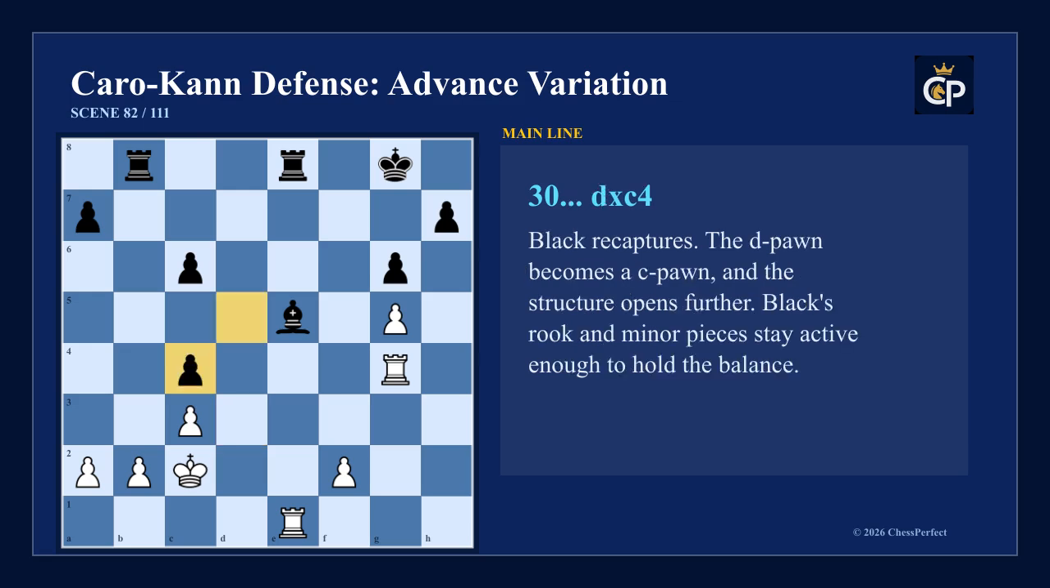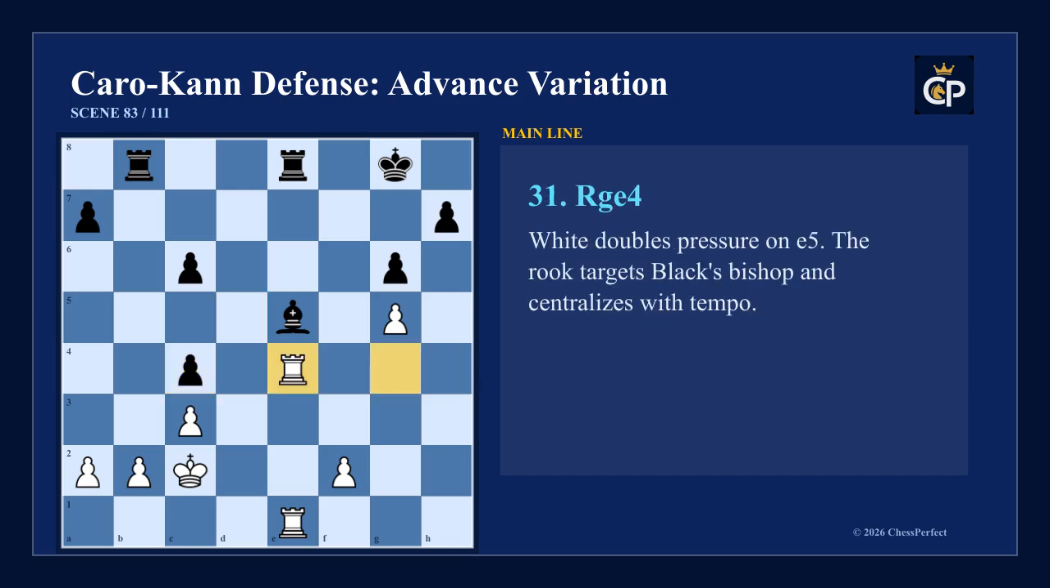d takes c4. Black recaptures. The d-pawn becomes a c-pawn, and the structure opens further. Black's rook and minor pieces stay active enough to hold the balance. Rook on the g-file to e4. White doubles pressure on e5. The rook targets black's bishop and centralizes with tempo.